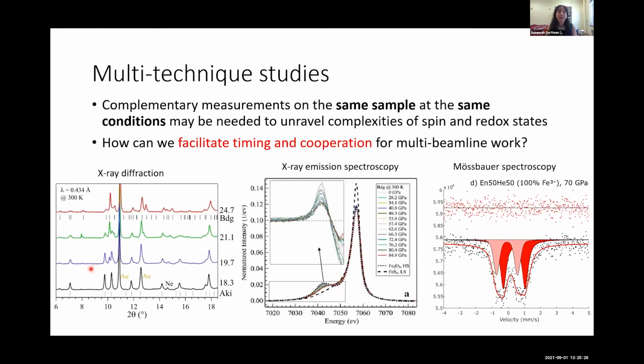So a few examples here. Again, for our multi-technique studies, our studies of iron and other redox sensitive elements, we need to be able to do X-ray diffraction, X-ray emission spectroscopy, Mössbauer spectroscopy on the same sample at the same conditions, because these spin and redox states can be really complex.